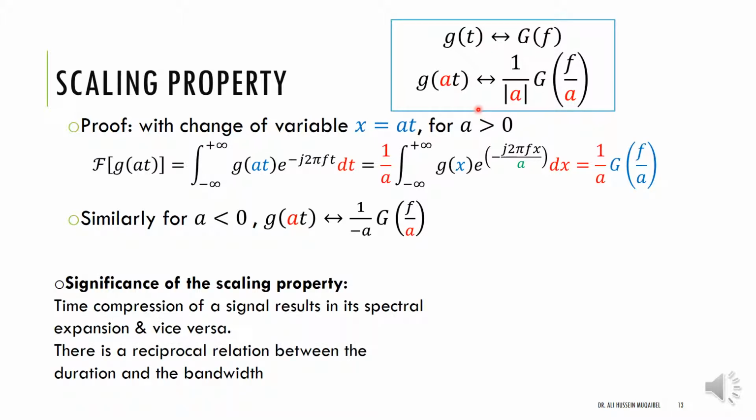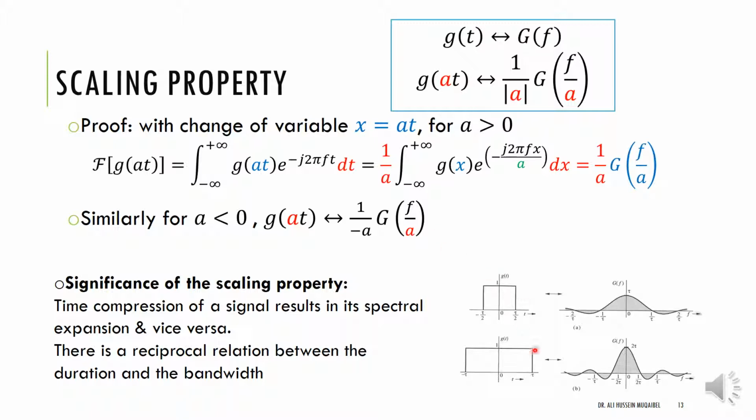The significance of the scaling property is that if you have a pulse and you want to shrink it in time, like you want to send more data, then you have to pay the price in bandwidth. The bandwidth will be greater. Shrinking time results in increasing the bandwidth. So it is an inverse relation. Okay, here is an example.